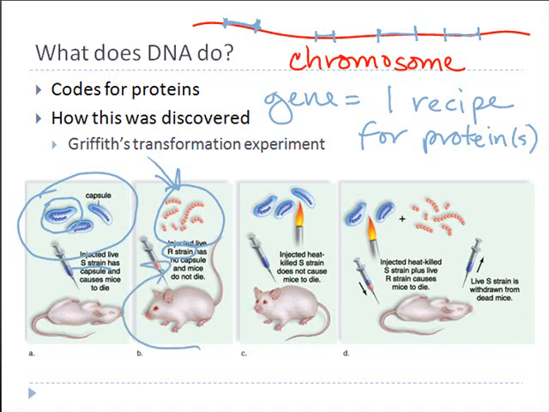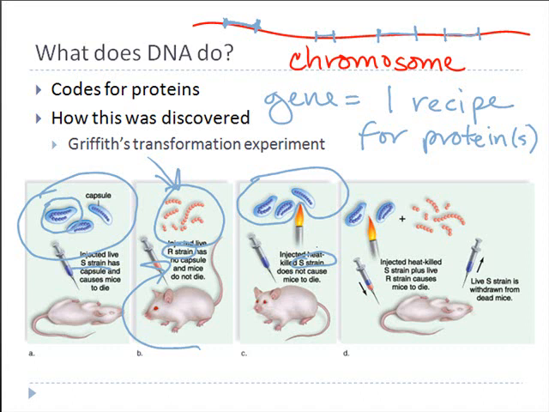So what he did was he heated up the deadly S strain bacteria, and what that did was it basically denatured the proteins, and it also denatured the DNA inside the S strain. And then he injected those denatured bacteria into the mice, and they lived. So that suggested to him that, hey, DNA might have something to do here with the production of the capsule, with the recipe for making the capsule.